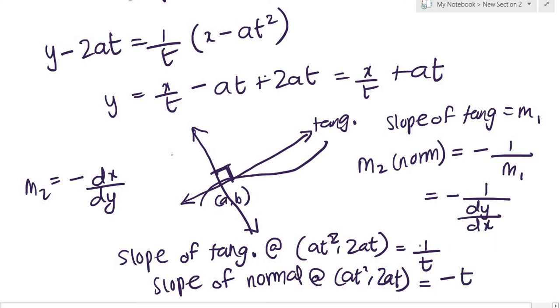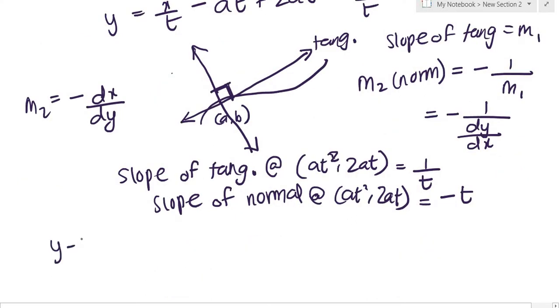And you can now use the same point slope formula to find the equation of the normal. Now we know the slope. The point remains the same, because the tangent and the normal are perpendicular at a particular point, in this case 2at squared comma 2at.